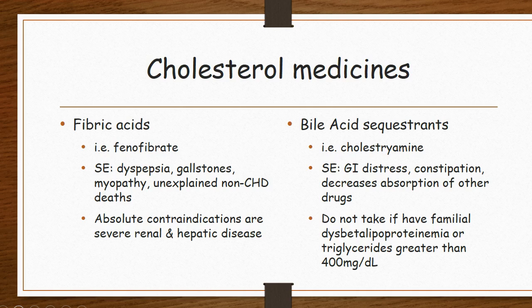Then we have our bile acid sequestrants, and basically these are going to work in your gut. So they're going to get rid of the cholesterol through feces. So you're going to have a lot of abdominal symptoms. So GI distress, constipation, absorption of other drugs is decreased. So this is the medicine that you do not want the patient to be on if there's a familial history of elevated triglycerides. It's called dysbetalipoproteinemia.